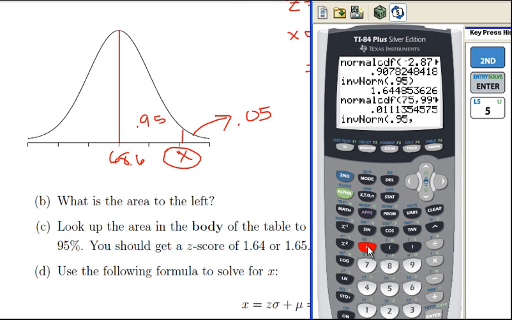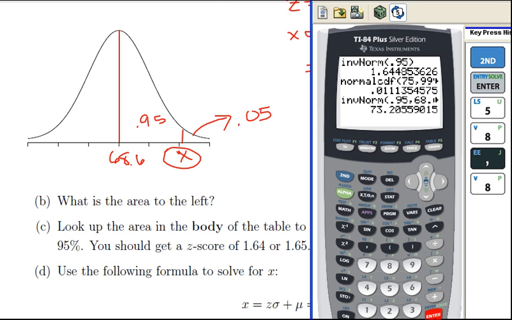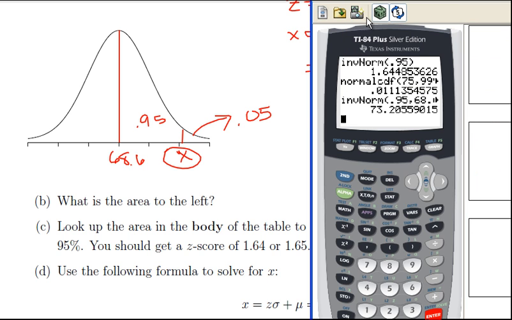Then I put in the mean. And then I put in the standard deviation, 2.8. And that's it. So area to the left, comma, mean, comma, standard deviation when you use the inverse norm. And I get 73.2. Not exactly what I got using the table, but the table you have to allow for some rounding error.